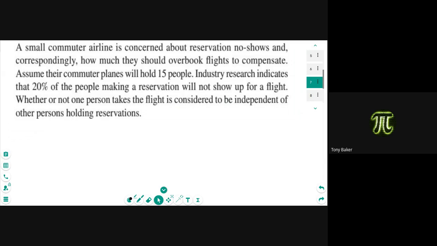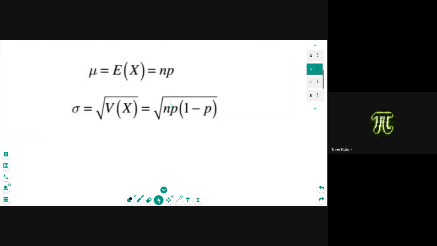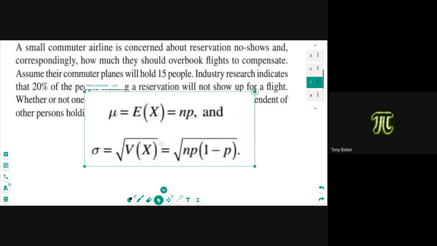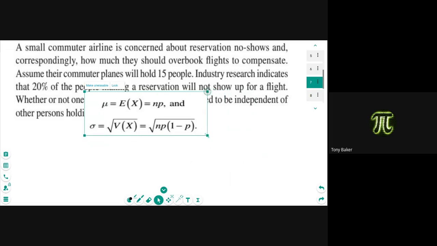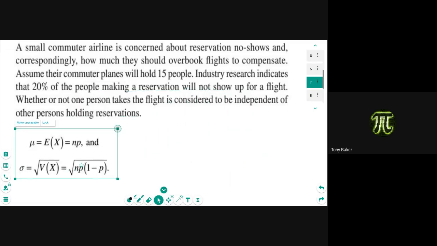So the first thing we need to be able to do any of this is figure out our standard deviation and our mean. We need those two pieces of information. Okay. So if we look back at these formulas, we can use these to figure out the standard deviation and the mean.